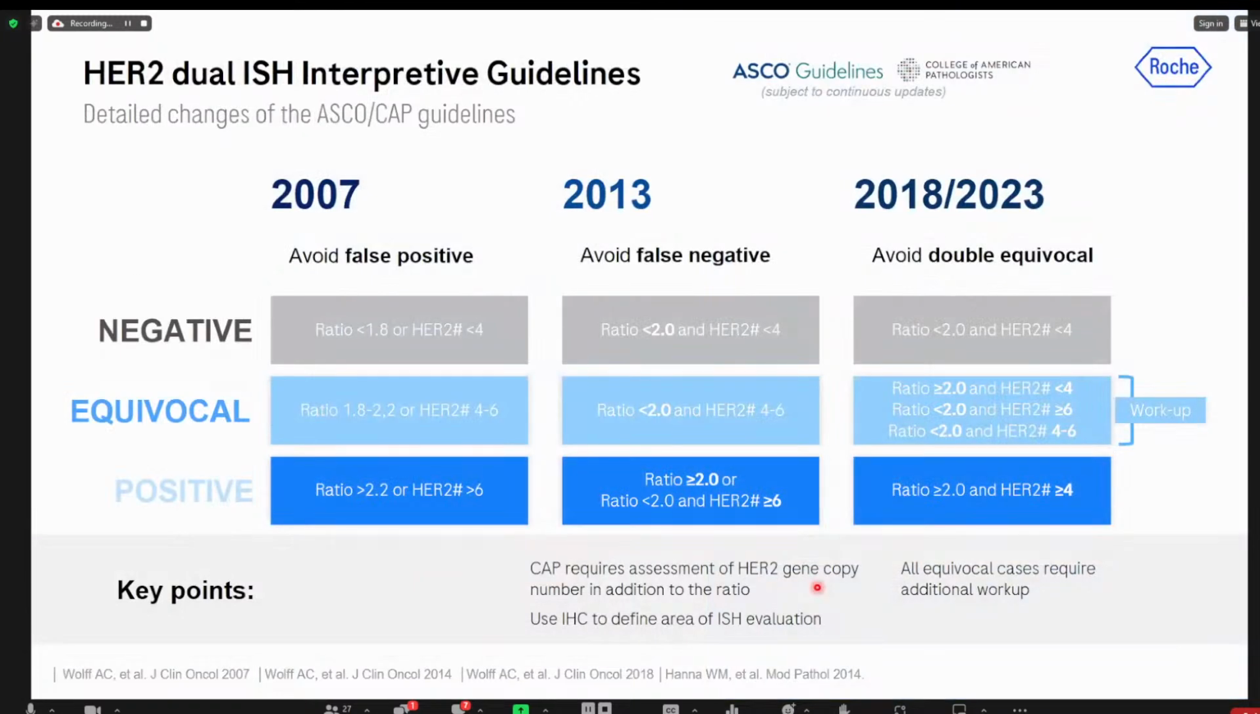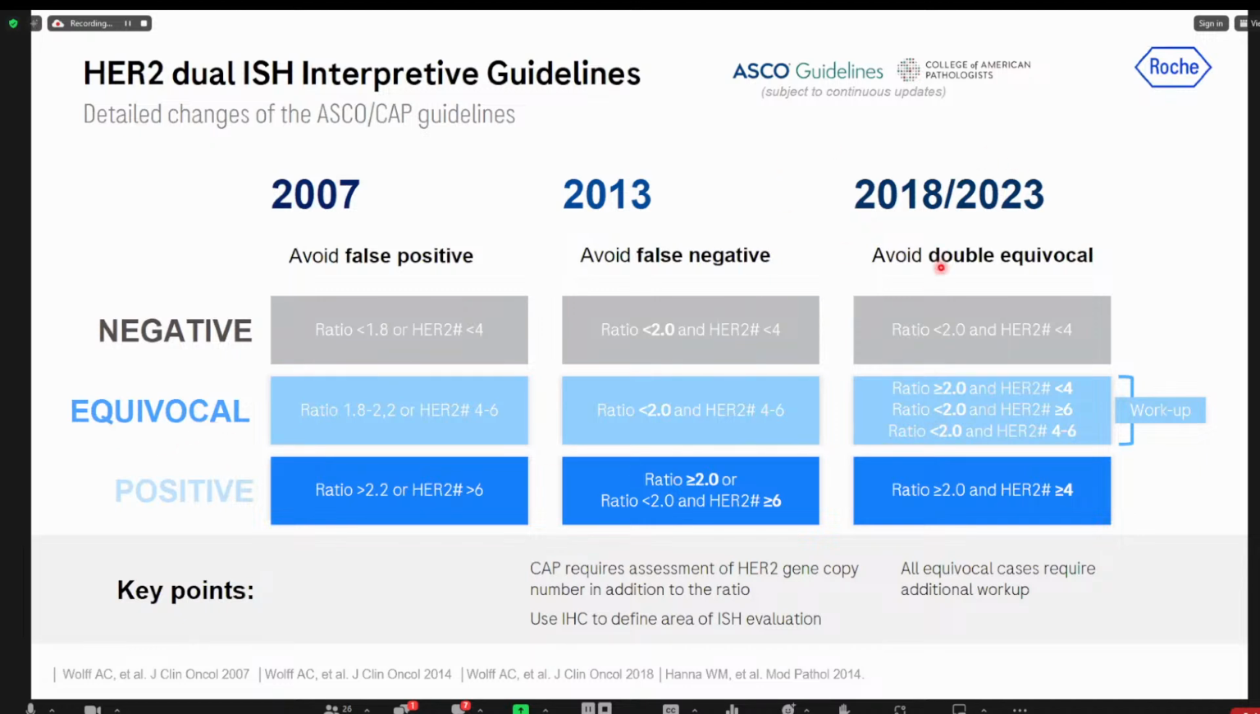Okay, so let's now go to the clinical guidelines. And as I said, in 2018, these are the guidelines that we adhere to. They haven't been updated since 2018. CAP only sent out this emphasis on discriminating IHC 0 from 1+ in 2023, but the scoring for ISH remains the same. And you can see the evolution here of what is considered negative, what is considered positive, and what is considered equivocal, so borderline.